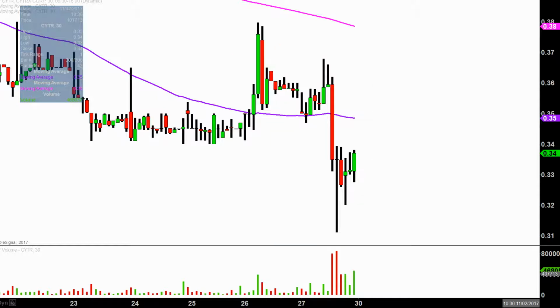And what a crazy day today. It started off actually pretty decent. I mean, the price was heading upwards, and then all of a sudden, afternoon struck, and the sellers showed up in a big way and drove the price all the way down.